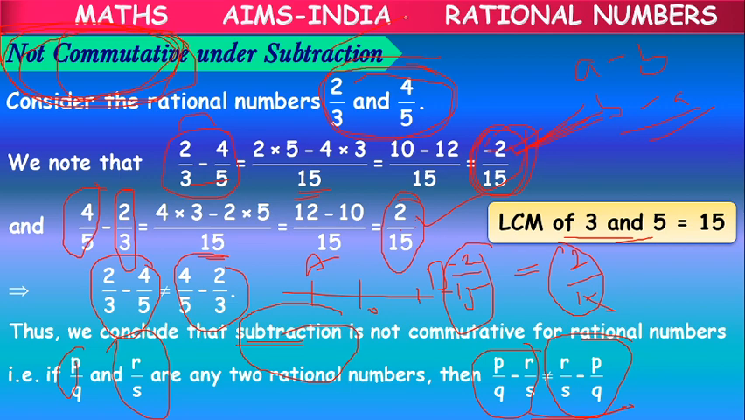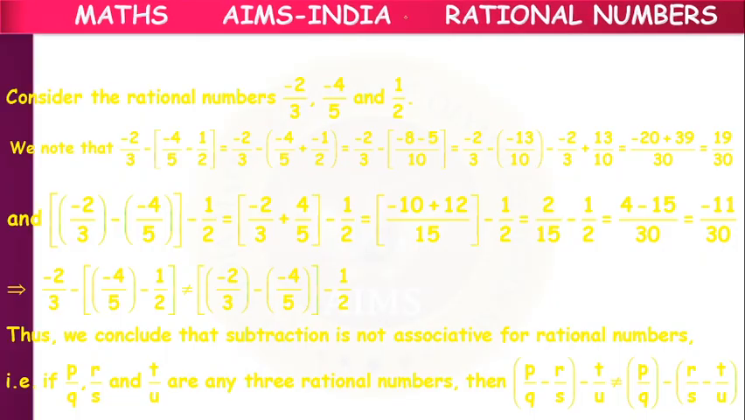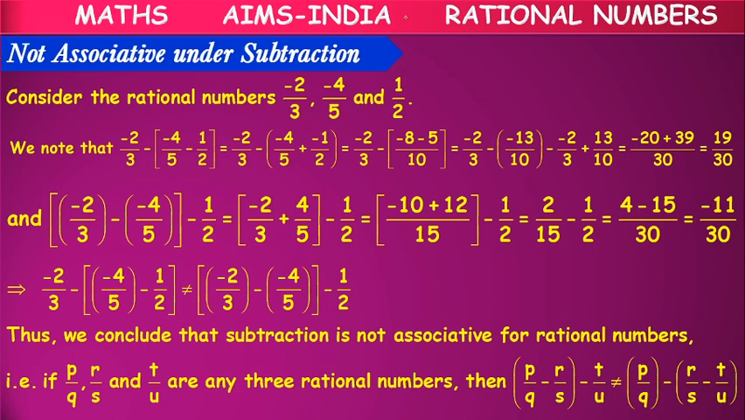Next, children. Let's see another example. Now I am taking three rational numbers. What we are doing is subtracting three of them.